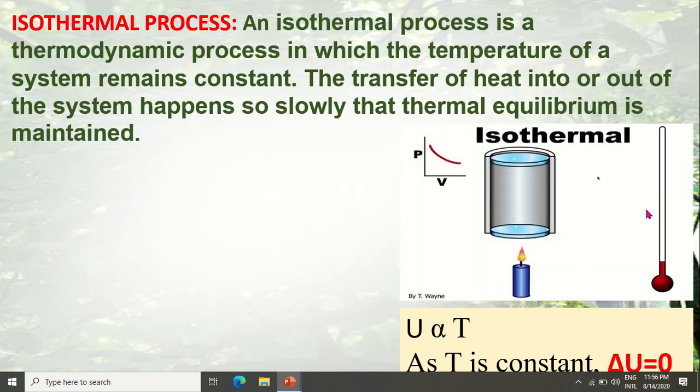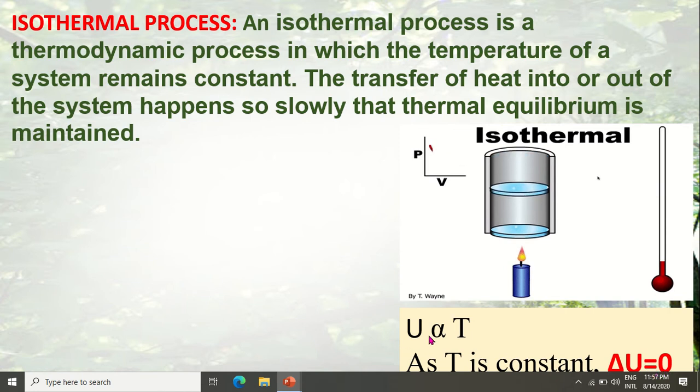Look, here the system undergoes isothermal process. Heat is supplied to the system. As a result, pressure and volume are changed, but the temperature remains constant. So U is proportional to T, that is Mayer's hypothesis. That means internal energy is proportional to temperature. So as temperature is constant, change in internal energy del U equals 0.